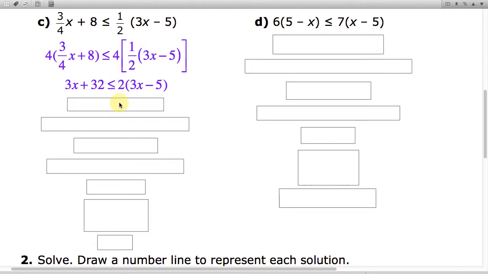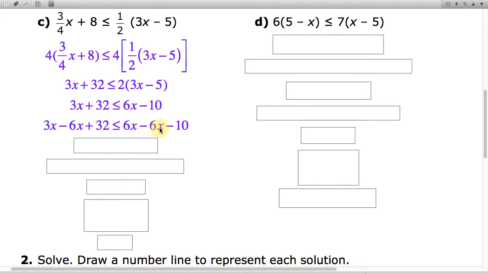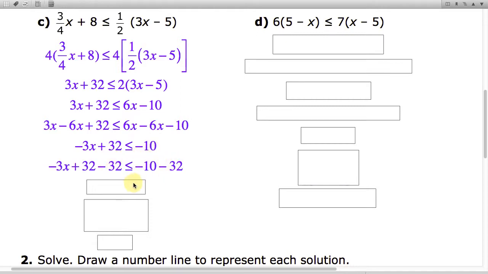Of course, from here, you need to expand some brackets. So I'm doing 2 times 3x is 6x, and 2 times negative 5 is negative 10. I just need to move my variable terms to the left. So I've subtracted 6x from both sides. And as a result, I get negative 3x. So 3x take away 6x is negative 3x. Now I want to have my constant terms on the right. So I'm going to subtract 32 from both sides. Negative 10 take away 32 gives me negative 42.